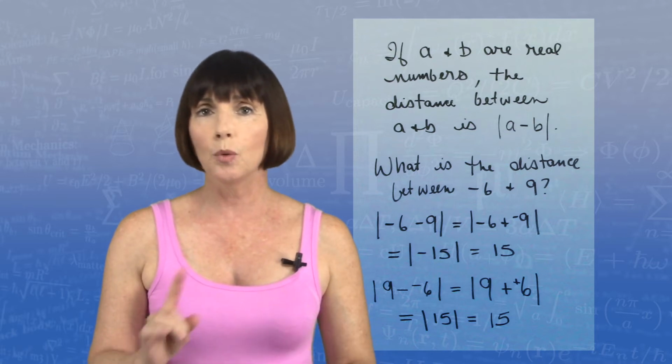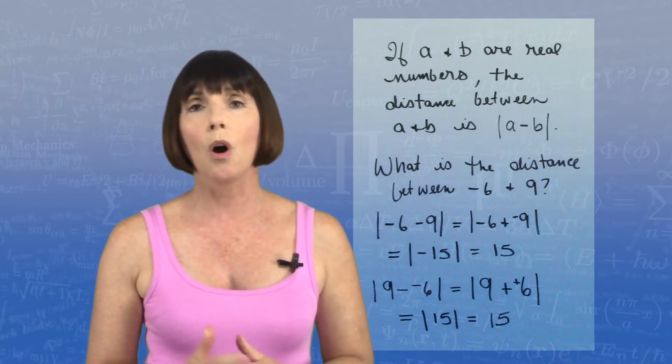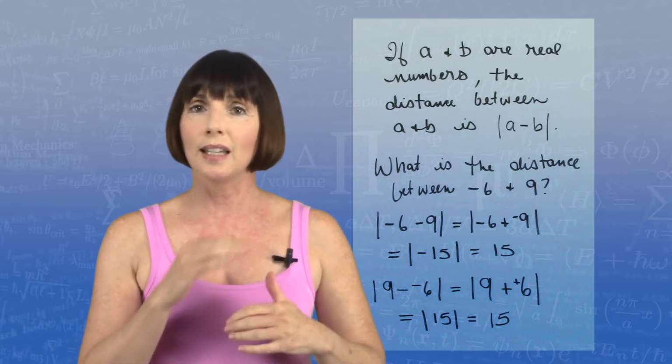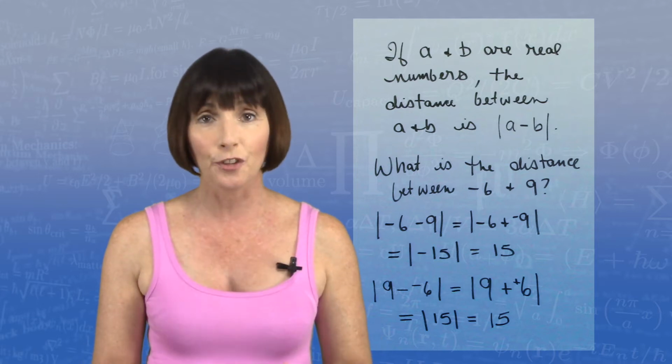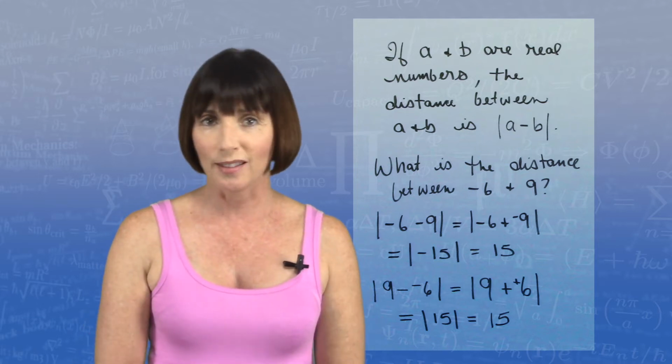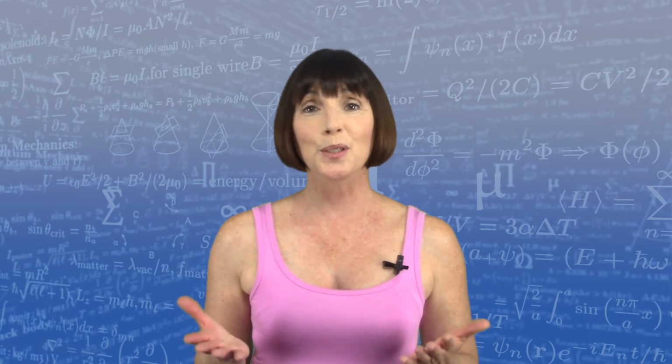So it doesn't matter which number you call A and which number you call B. All you have to do is take the absolute value of their difference, and you'll find out how far apart they are. Absolute values are always positive. Remember, absolute value denotes distance, and in the real world, it doesn't make sense to talk about negative distances.